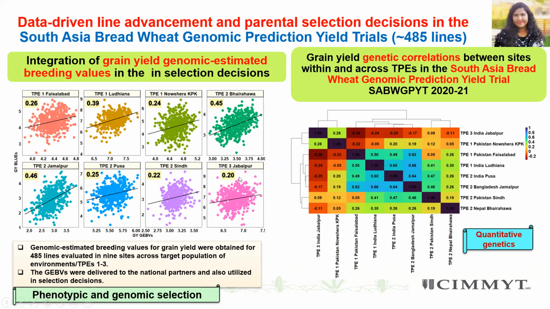So this figure shows the genetic correlations between all these different sites in South Asia, between Jabalpur, TPE 3, which is a quite different environment compared to all the different TPEs. And you can see Ludhiana and Pusa in TPE 1 and 2 had a high genetic correlation this cycle. So lots of different patterns that we observe, and all this information is fed back into the selection decisions and also in optimizing our target locations, and also in a lot of simulation work in progress in the CIMMYT breeding program.